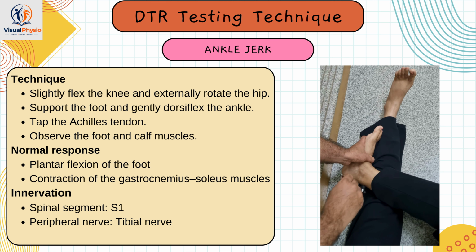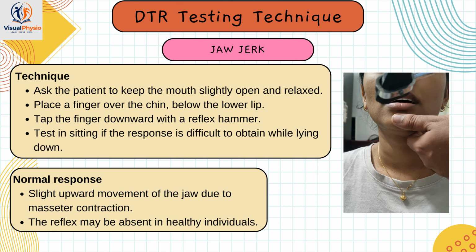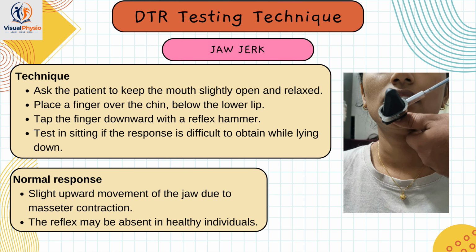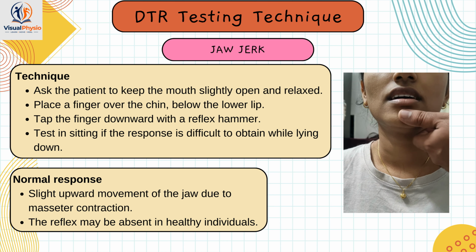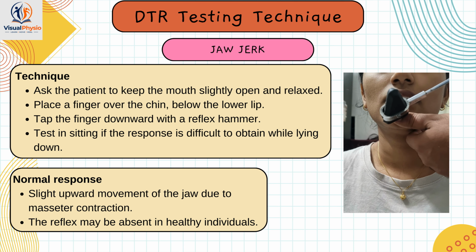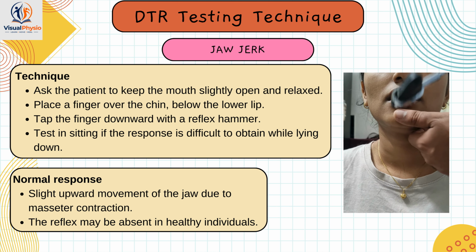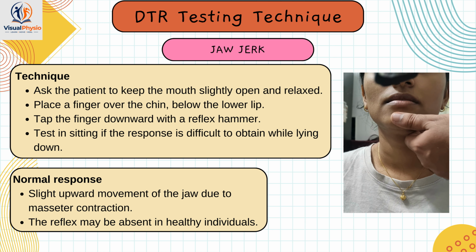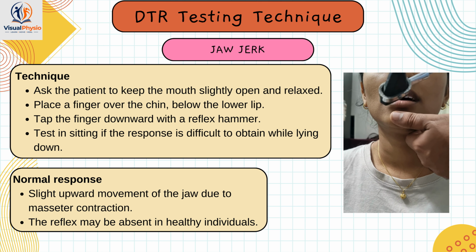Moving on to the jaw jerk, ask the patient to keep the mouth slightly open and relaxed. Place a finger over the chin, below the lower lip. Tap the finger downwards with the hammer. Test in sitting if a response is difficult to obtain while lying down. Normal response is a slight upward movement of the jaw due to masseter contraction. A reflex may be absent in a healthy individual.